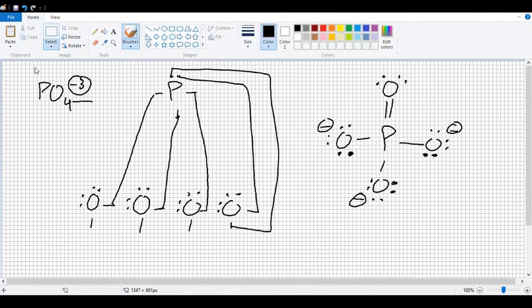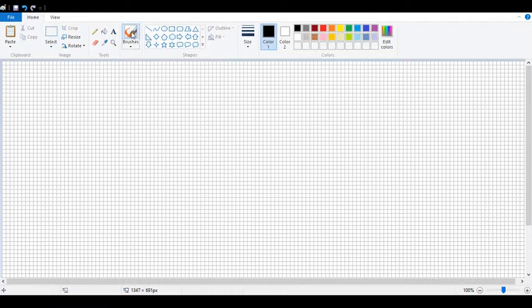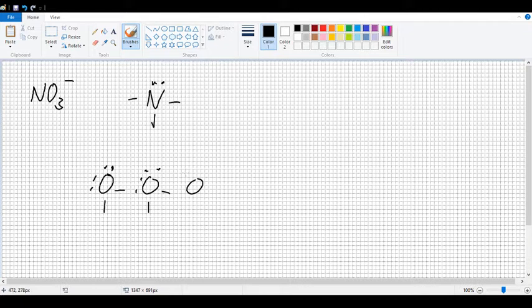Let's do one more. There we go. So let's look at NO3. Charge of -1, NO3 minus. So let's get our nitrogen, 5 electrons, 3 oxygens, each of them 6 electrons. Typically want 2 bonds, but we're working with a polyatomic ion, so that's probably not going to be the case.